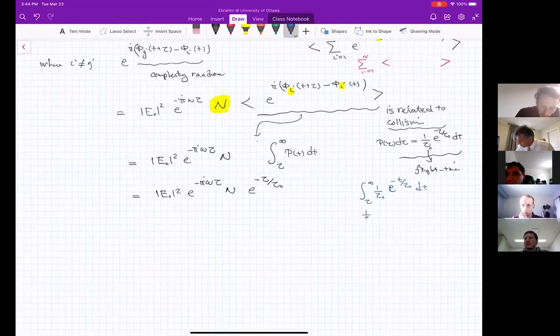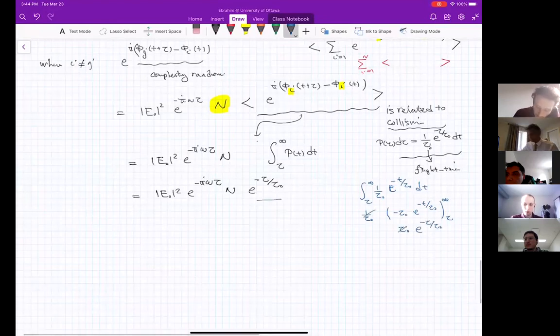Then that is 1 divided by tau 0. Integral of exponential is exponential, that will be minus tau 0 e power of minus t divided by tau 0 from tau to infinity. That is given by tau 0 e power of minus tau divided by tau 0. It goes away with this, and then you will get that result. Good.